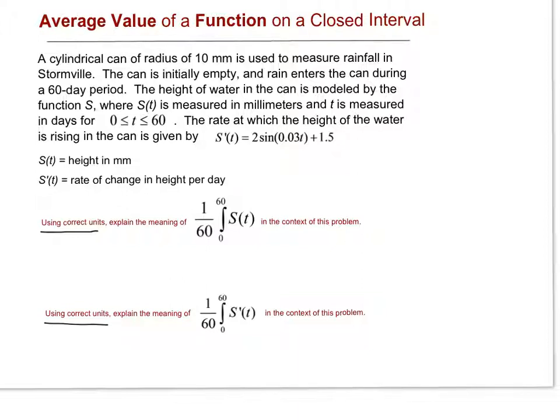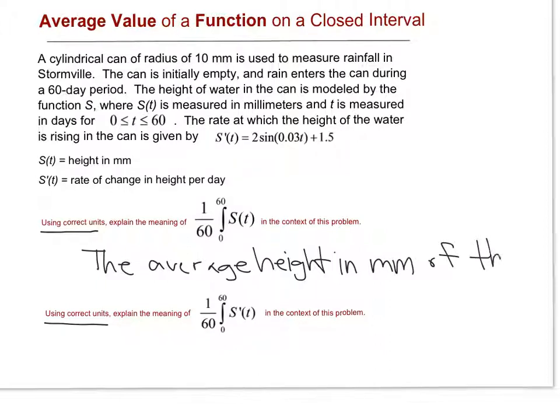The meaning of the first one, notice we're taking the integral of s of t. And s of t is not the rate, s of t would be the millimeters. So by doing this, what we're finding is the average height. Now what's the unit? You always have to say the unit. So it's the average height in millimeters of the water between 0 and 60 days. Now don't scrimp on writing this, explaining the meaning of this, because if you don't include all of the units, you will lose easy points.